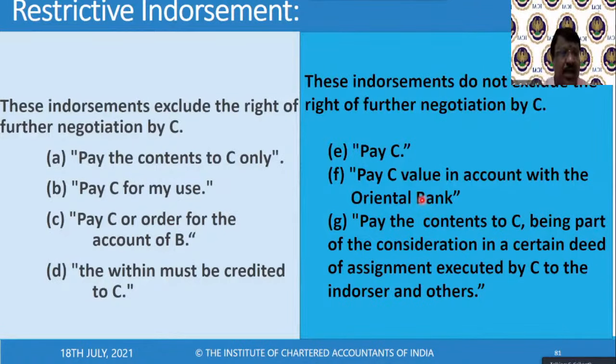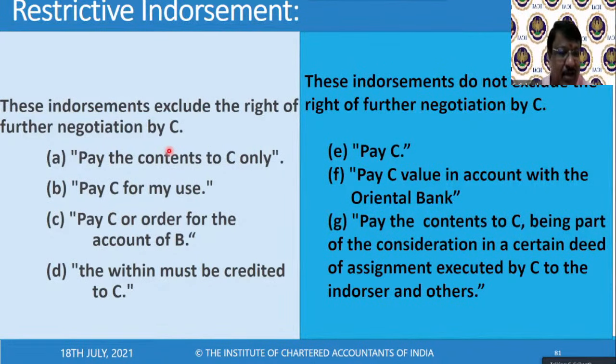Examples. On the screen on your left hand side, you see restrictive endorsement. These are all restrictive endorsements. Pay the contents to C only means what? Nobody else can claim. Pay C for my use means C is your agent. He can't endorse it further. Pay C or order for the account of B. So C is B's agent. So C cannot endorse it further. B can, because B is the original principal, but C cannot. C is an agent. Without the permission of the principal, he cannot do it.